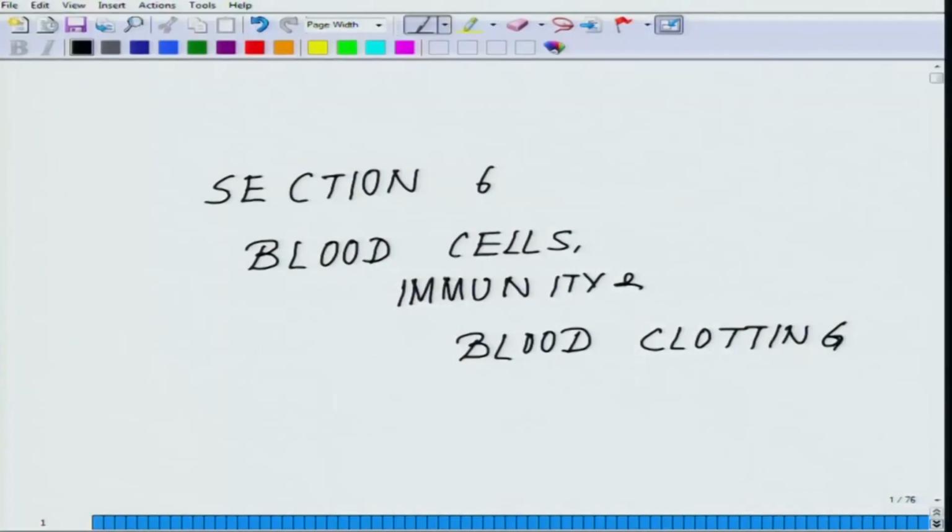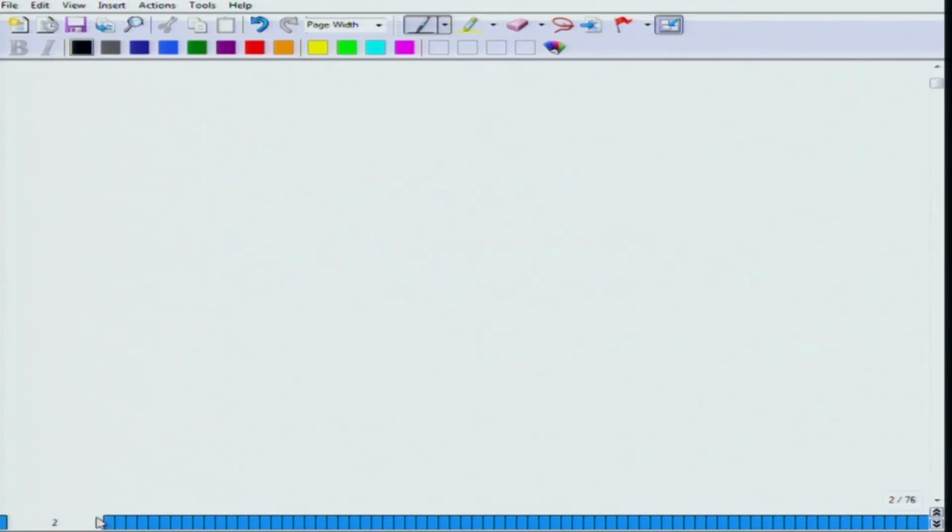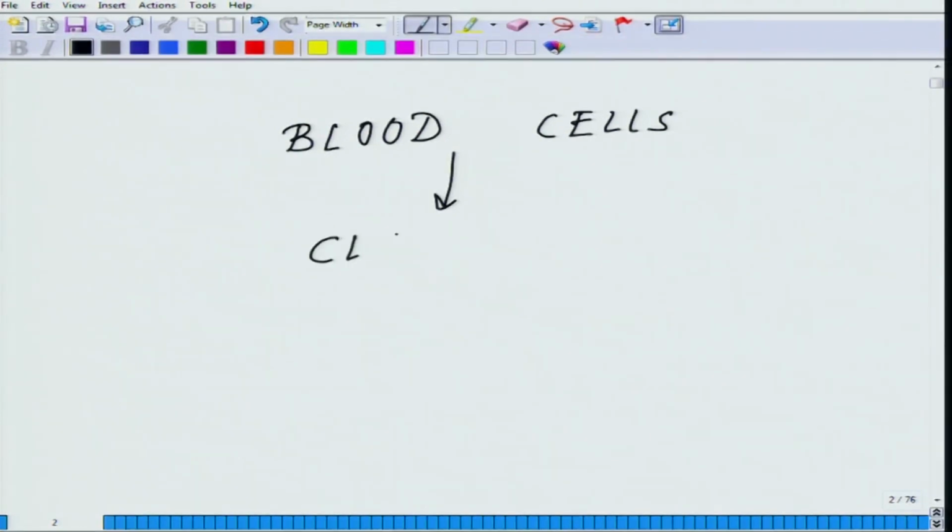Let us come back and let us start putting them down on the slides. Okay. So, this is the section that we are starting. We will be covering three parts: the blood cells, immunity and clotting. So, just to clarify, this is the part where we will be talking about blood cell classification.